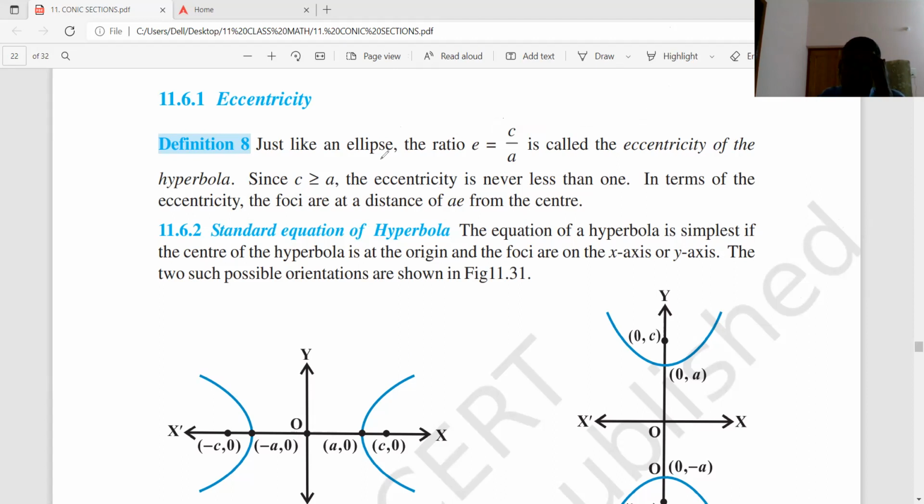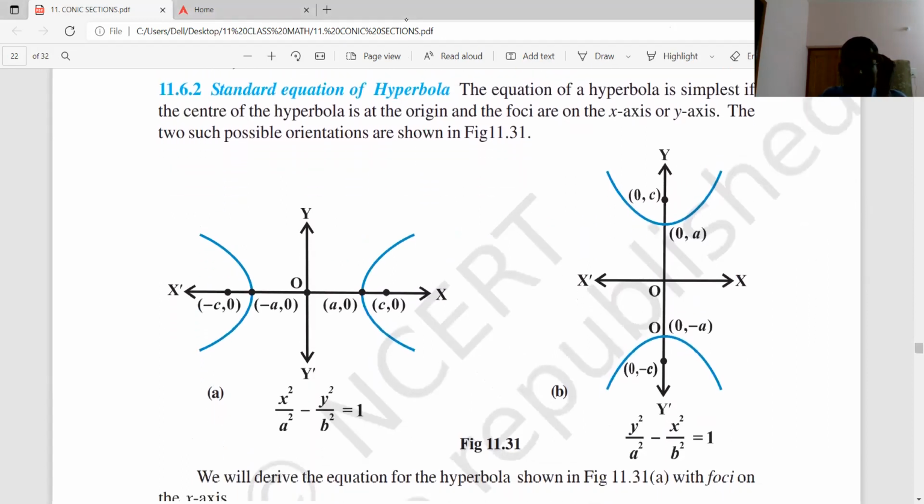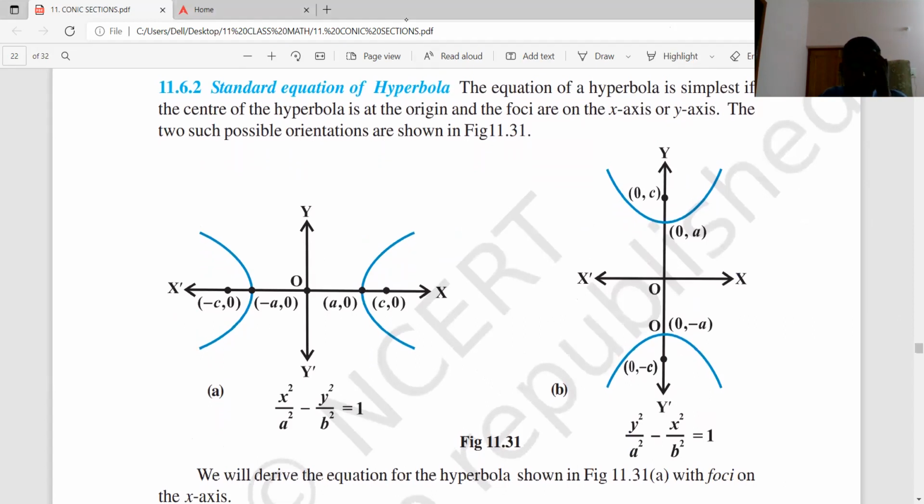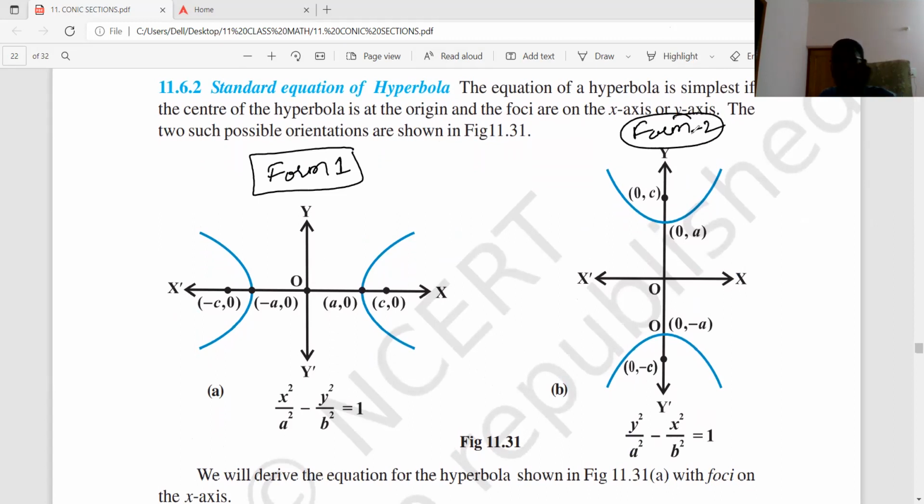Then we'll go to the standard form of the hyperbola. This is form one, and this is form two. Same like the ellipse. Everything is the same except for the minus and plus. This is A, this is A dash. Let's say this is F1, this is F2.